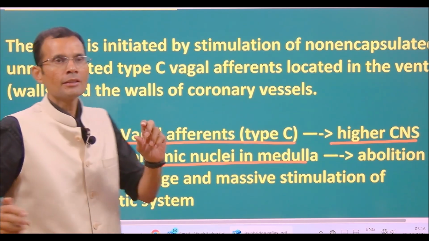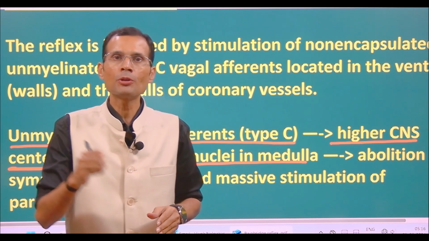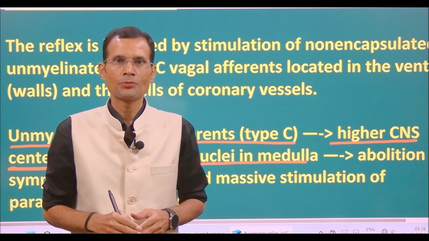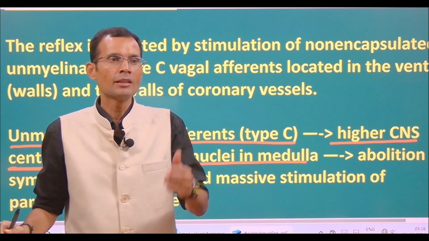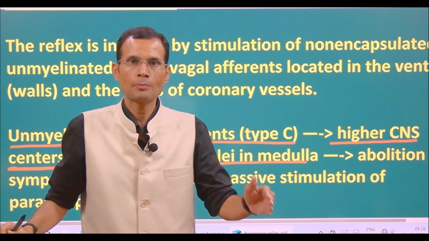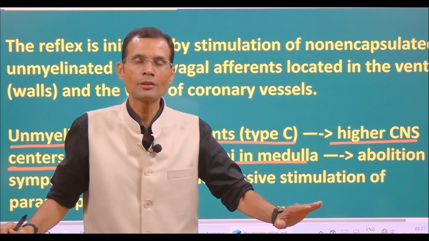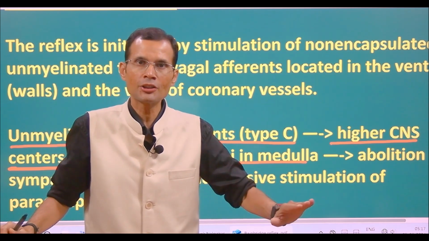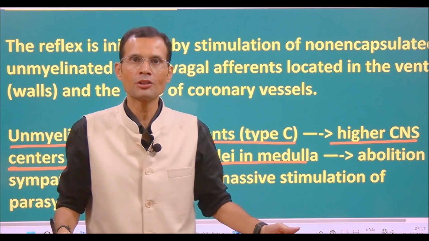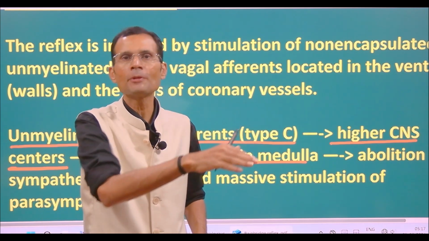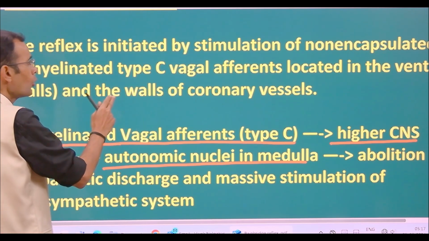One thing that you should understand is that it's a cardio-inhibitory reflex. That means the heart is going to be inhibited, and along with that there is going to be vessel dilation, blood vessel dilation. So hypotension by peripheral vessel dilation and inhibition of the heart. So bradycardia, hypotension, and the respiratory response, apnea followed by rapid shallow breathing.